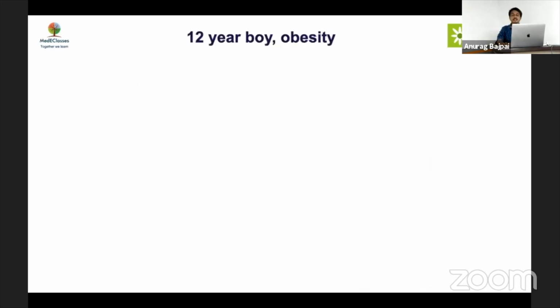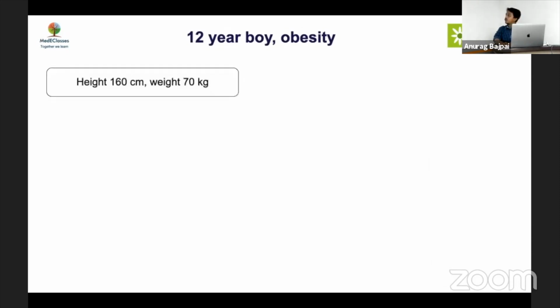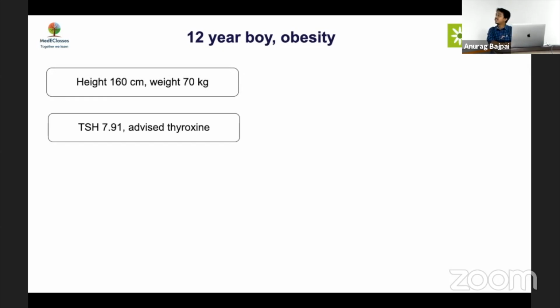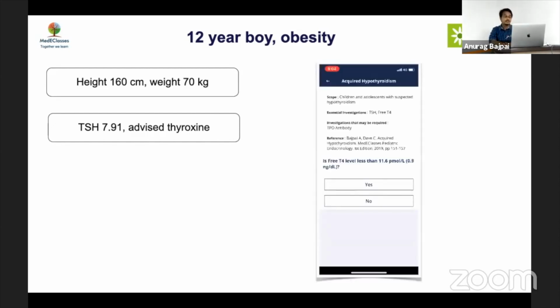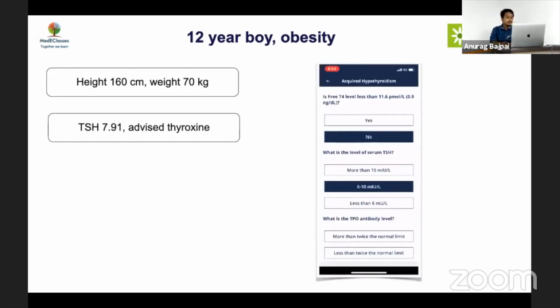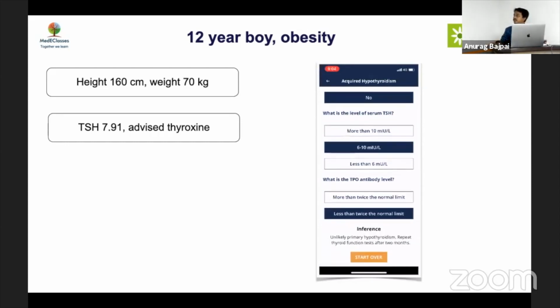The next case, we have a 12-year-old boy with obesity. His height was 160 centimeters, weight was 70 kg. His TSH was 7.91, and the child was advised thyroxine by someone. So again, do you agree with this? As per the case you already mentioned in the previous growth failure slide, a high TSH in this case is the effect of obesity, not the cause.